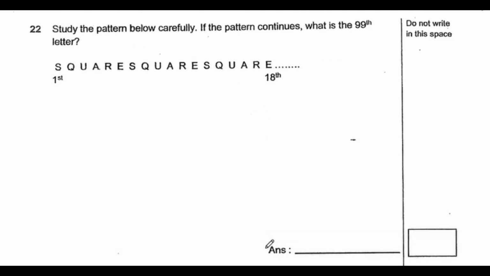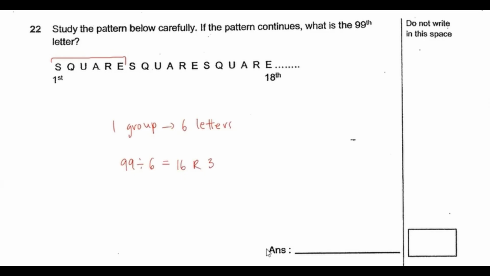Question 22. Study the pattern below carefully. If the pattern continues, what is the 99th letter? If you notice, the letters actually repeat after 1, 2, 3, 4, 5, 6. After 6 letters. So every one group, there are 6 letters. But you want the 99th letter, so you take 99 divided by 6. You can do your long division. You should get 16, remainder 3.